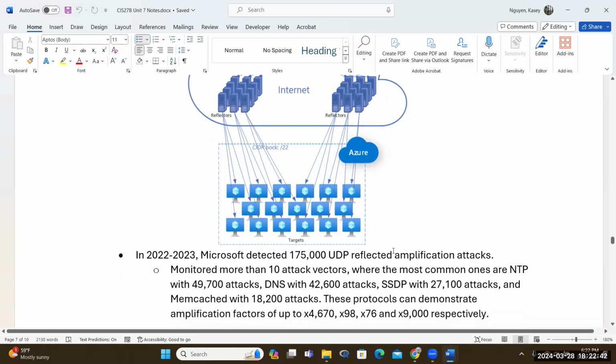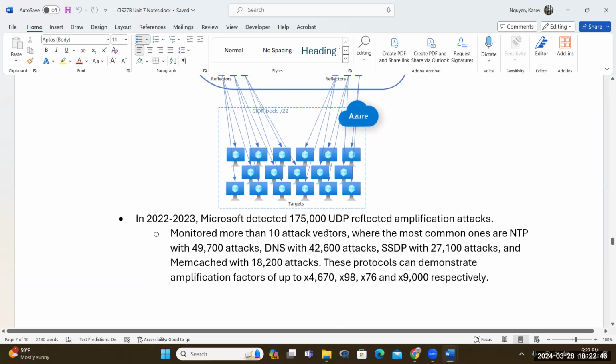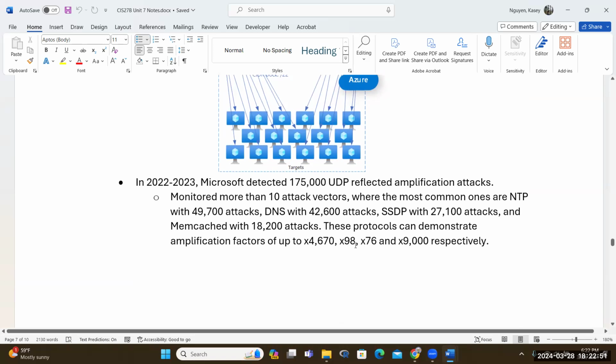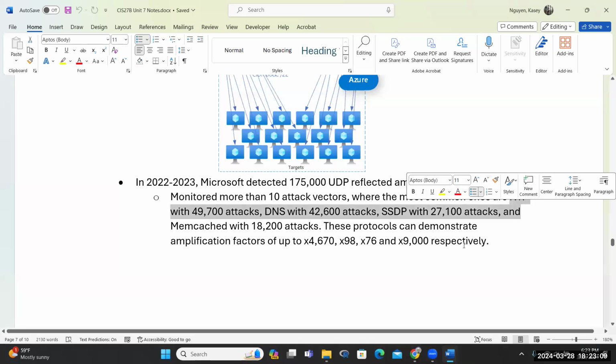So being strong in subnetting, right, would also allow you to think about how you can prevent it. So this is the data from Microsoft, 175,000 UDP attacks, and this is in a small window for the application attack. That's only on one cloud server that they're looking at. There were more than 10 attack vectors. And the most common, again, is your NTP. You already know what that is.